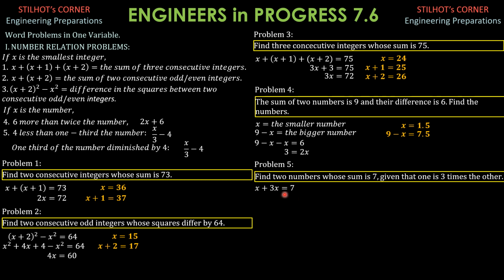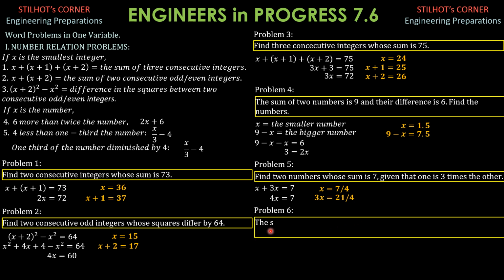So without further explanation, I hope that you can follow this. Anyway, I'm just explaining it. The bigger number is 3 times the smaller, so that's why x plus 3x. 4x equals 7, so x is 7 over 4. And the larger number, 3x, 3 times 7 over 4, is 21 over 4.